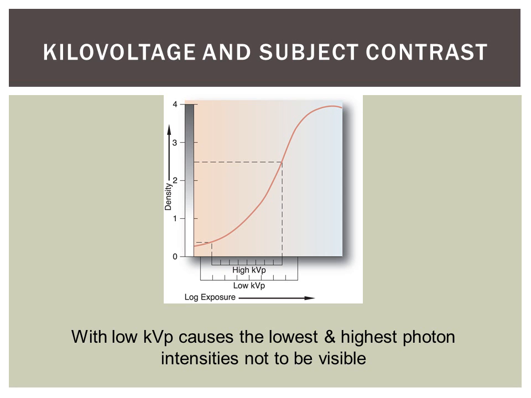This is just showing you the range of transmitted photon intensities and the effect of kVp on subject density. Low kVp causes the lowest and highest photon intensities not to be visible. With high kVp, the compressed range of relative exposure is reflected within the visible range. With low kVp, the expanded range is unable to be reflected within the visible range.